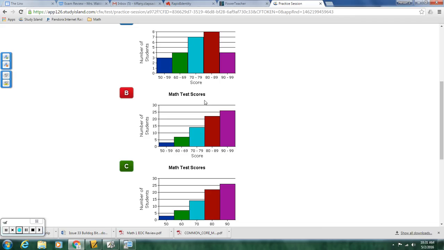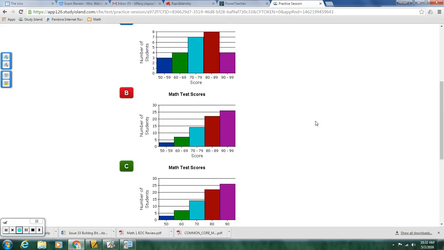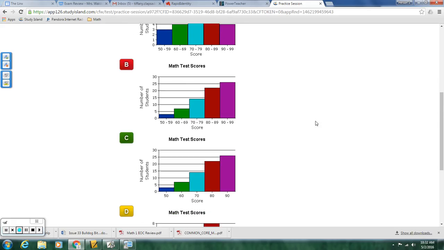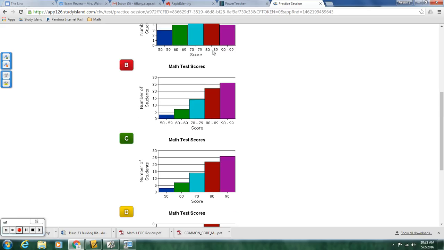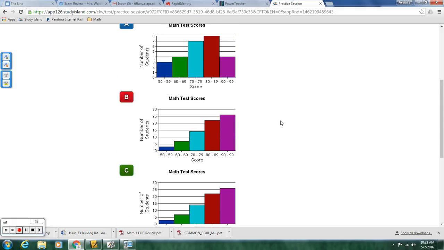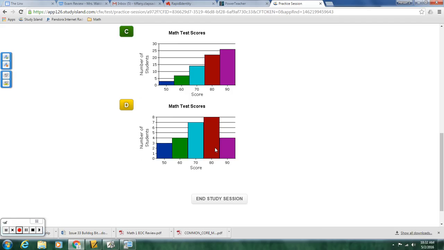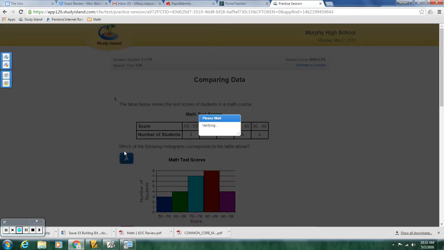70 to 79 is 7. That one's at 7. That one's at 7. They look exactly the same to me. Oh, you know what's different? Look, that one has score and that one has interval. So which one do you think it is? A or D? A? Okay. So A? Yay!